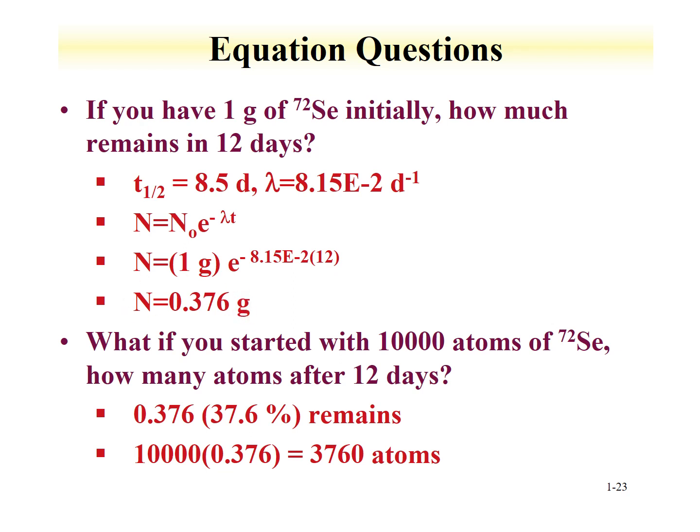0.376 grams. So if you started with 10,000 atoms of selenium-72, how many atoms would remain after 12 days? Well, after 12 days, it's 0.376, so 37.6% remain. So if I started out with 10,000 atoms, I'd have 3,760 atoms after 12 days. So these relationships are the same. Mass, number of atoms, they're correlated.